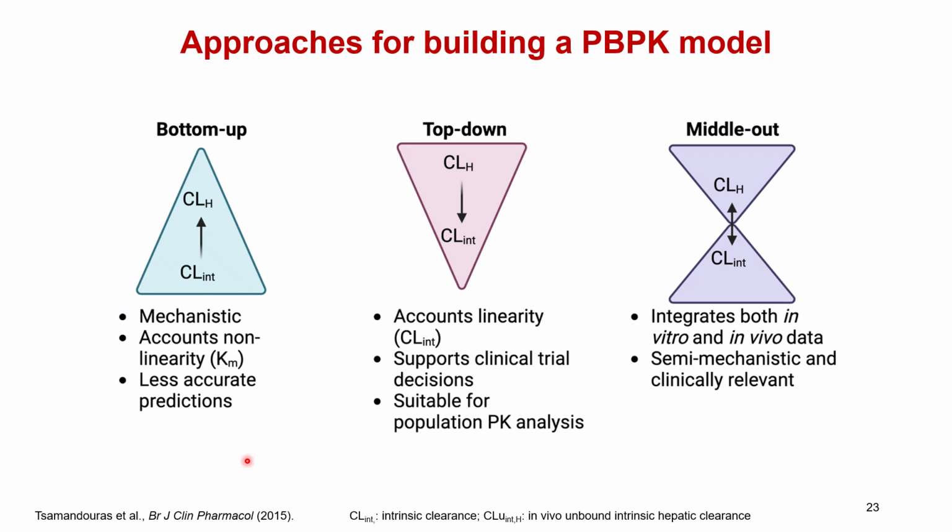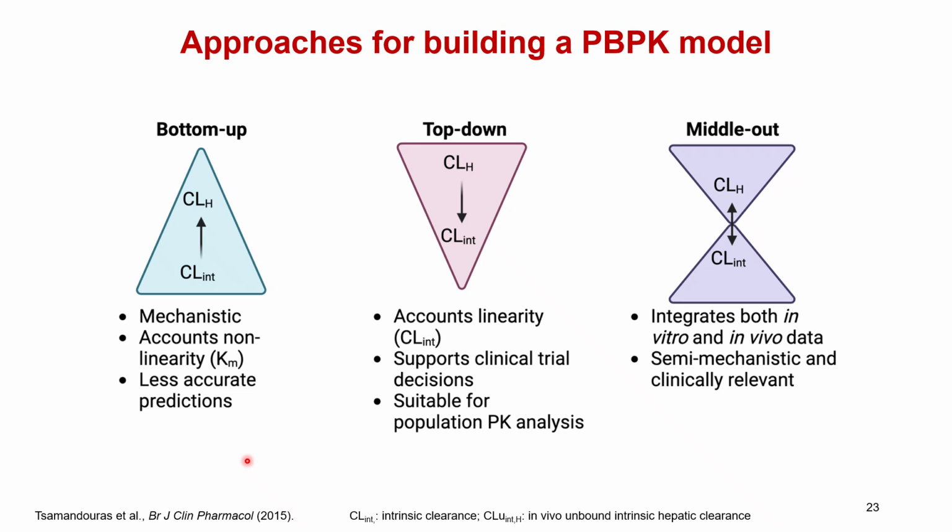So in order to review the approaches for building a PBPK model, there are mainly three approaches: bottom up, top down, and middle out. In a sense, PBPK modeling is bottom up in nature. It's mechanistic, so it can account for the non-linearity, and it starts from the intrinsic clearance to calculating the organ clearance. One of the downsides is sometimes the in vitro data is not able to recapitulate the observed in vivo data, so the bottom up can lead to less accurate predictions.